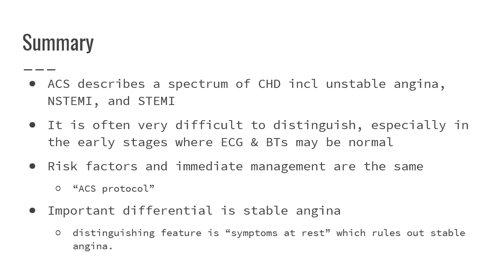So in summary, ACS describes a spectrum of coronary heart disease, including unstable angina, NSTEMI and STEMI. It's often very difficult to distinguish between them, especially in the early stages when an ECG and blood test might be completely normal. The risk factors and immediate management are the same for all three, and you'll often hear the words ACS protocol. Important differential is stable angina, and we can separate this from ACS because in stable angina the symptoms are relieved by rest.